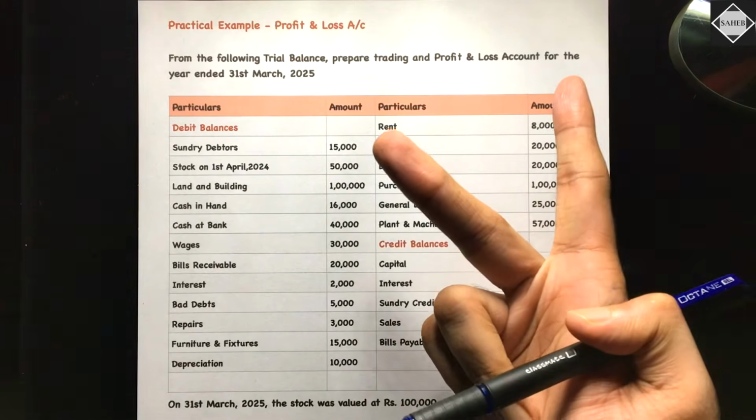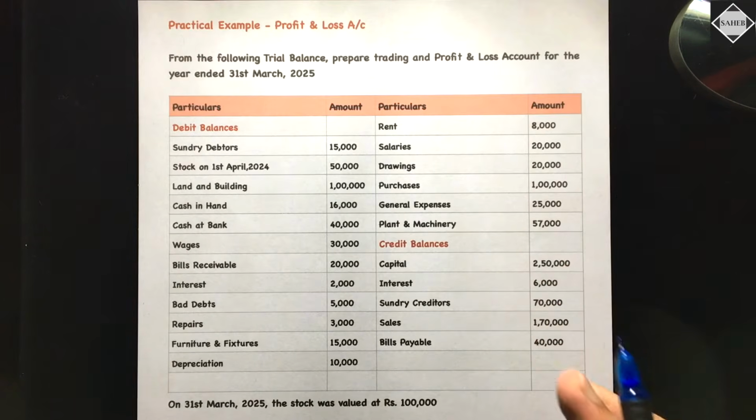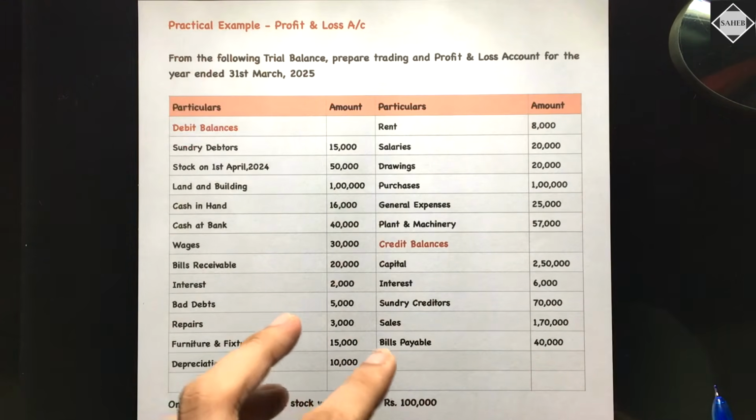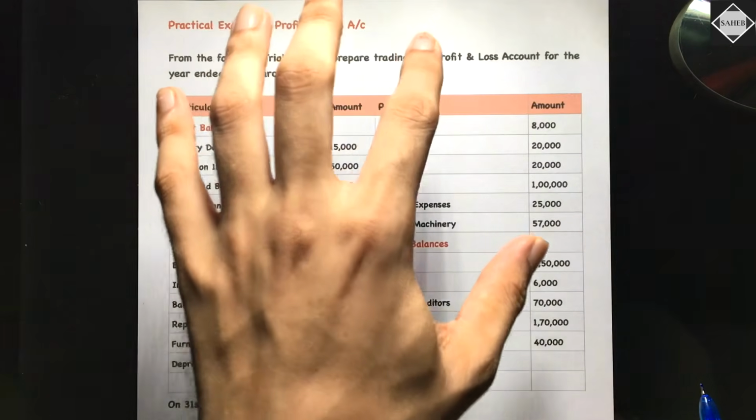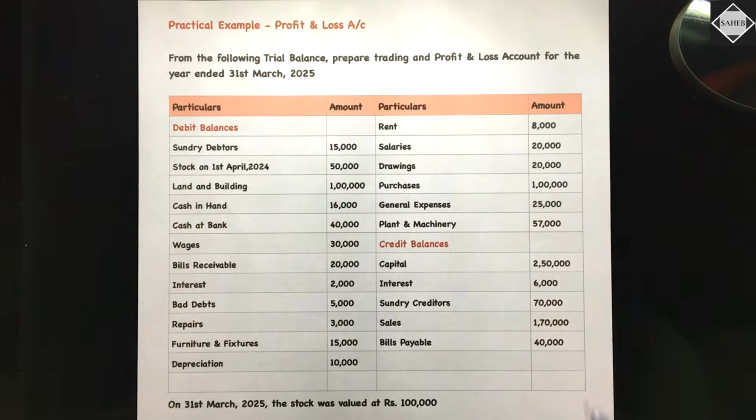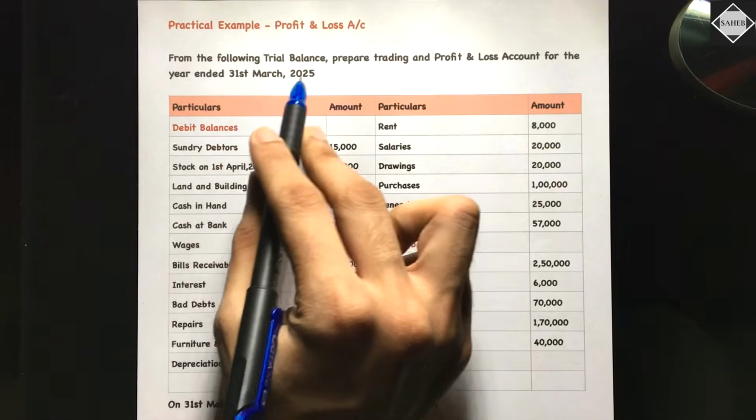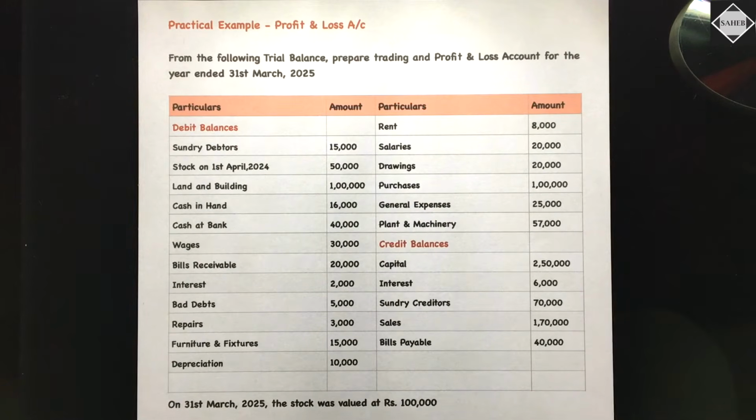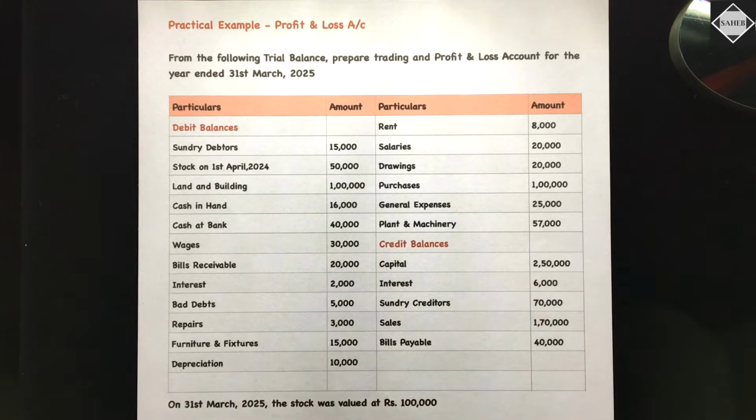So they're asking for both. And I have to tell you this. We will not prepare trading account and profit and loss account separately. Together only we will prepare. First we'll prepare the trading account, and then where the trading account finishes off, from there only we'll start the profit and loss account. You will see, it's really simple. For the year ended 31st March 2025. So they have given us debit balances, and here we have credit balances.